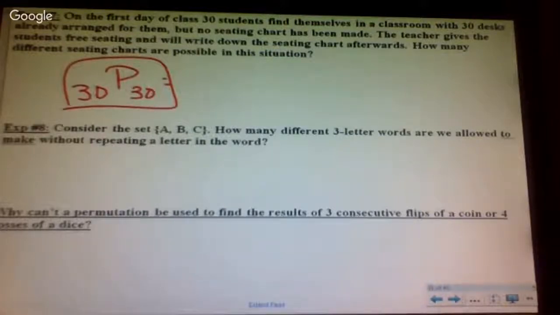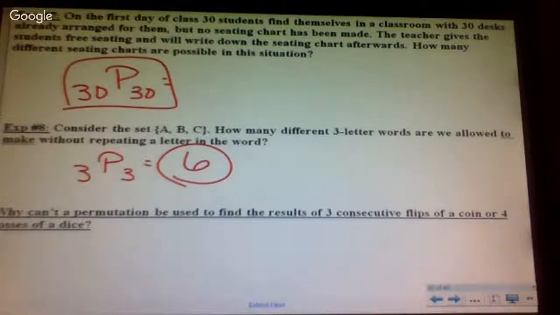It's fine. Consider the set ABC. How many different 3-letter words are we allowed to make without repeating a letter in the word? 3 permutate 3, because I'm making a 3-letter word. 6. They're not going to make any sense, because ABC is not a word, but you can spell cab. That is a K.